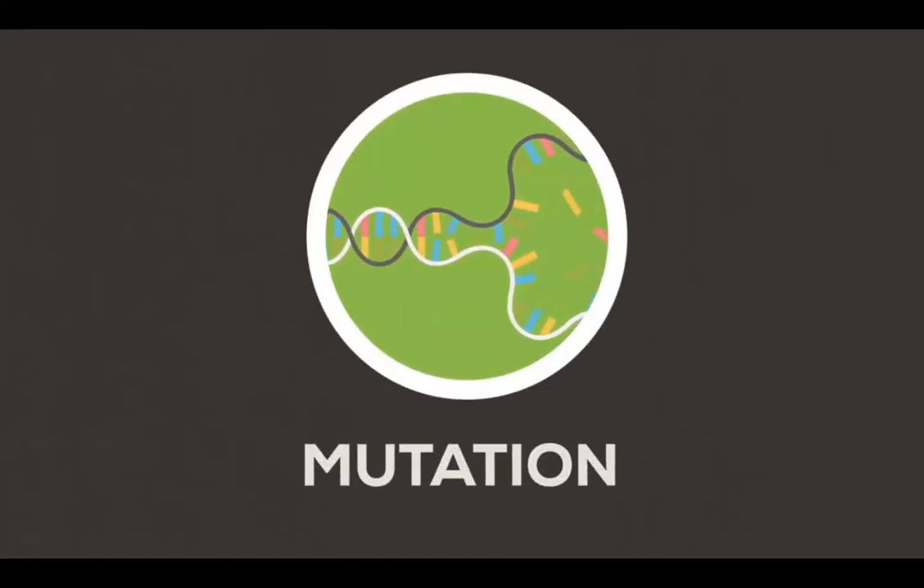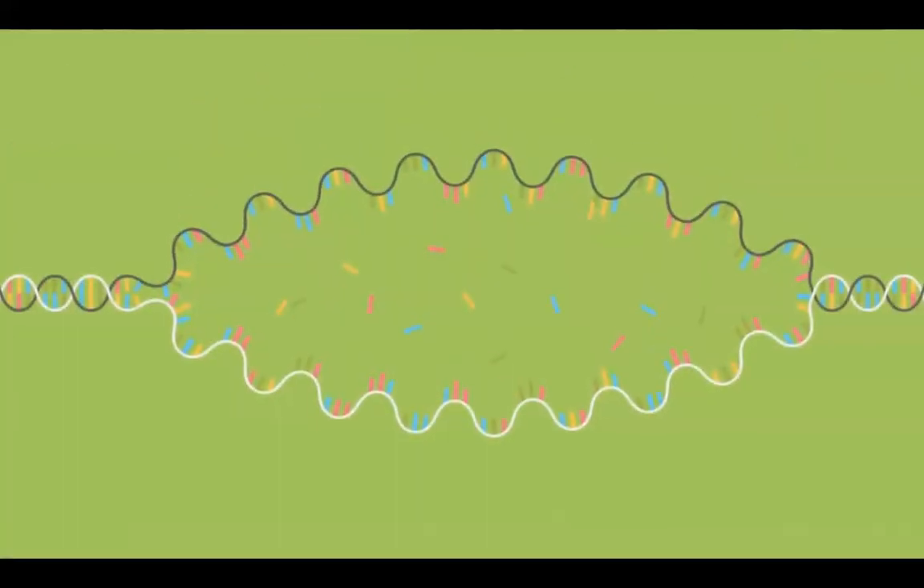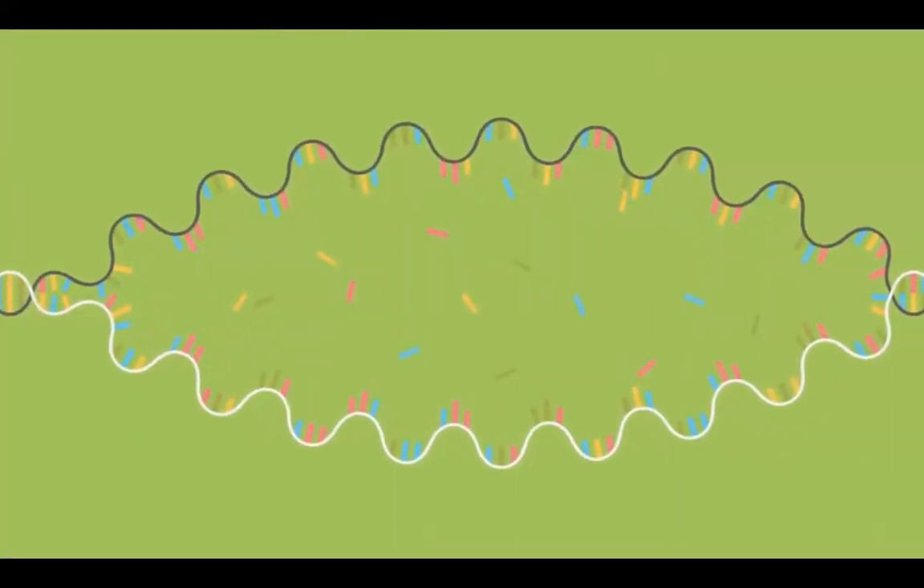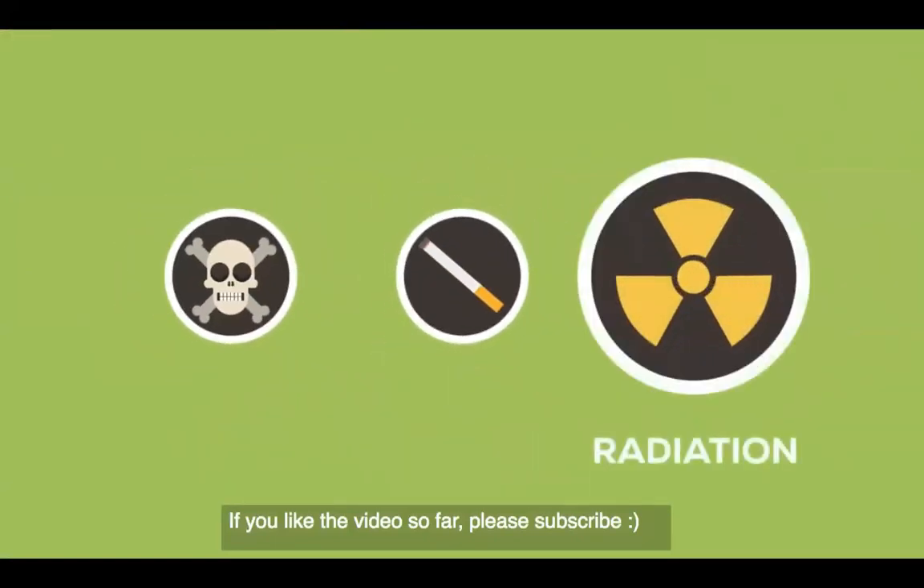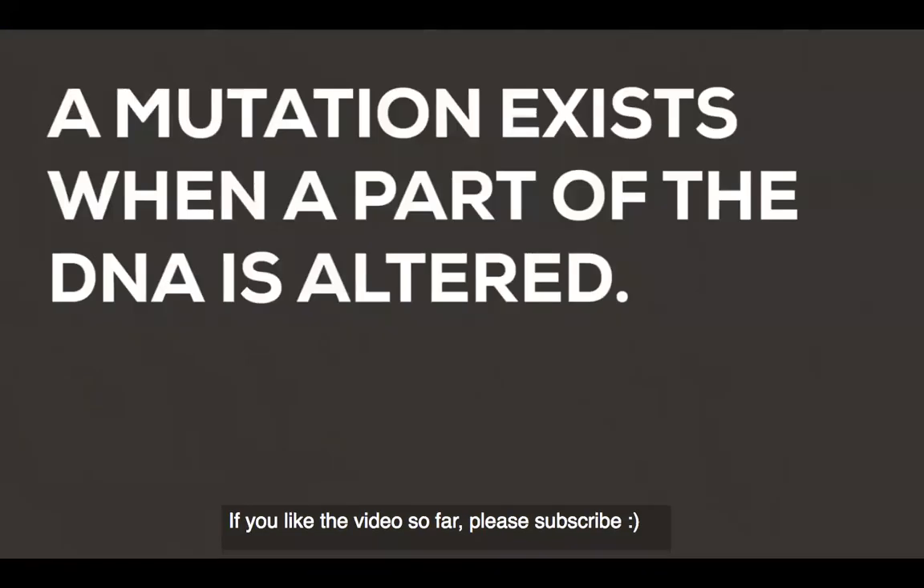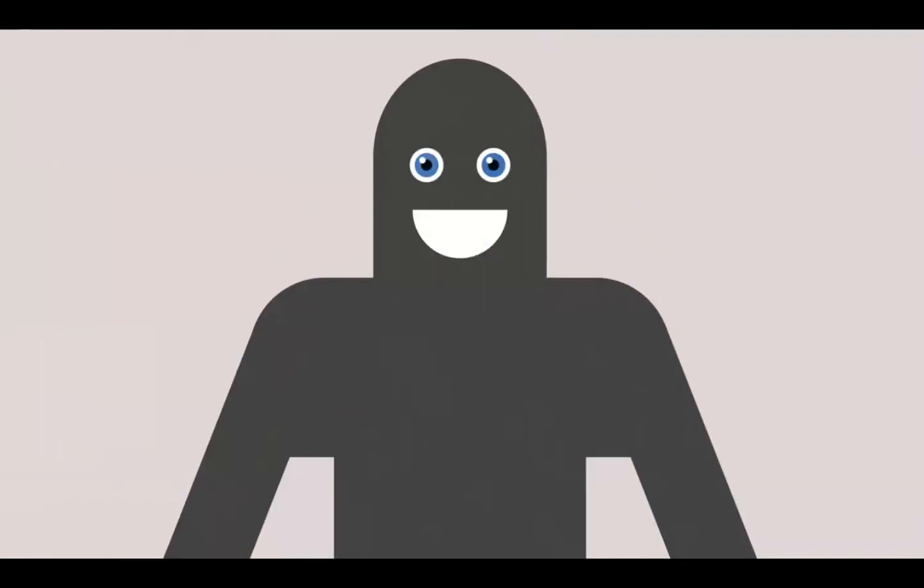But mutations are also important for evolution. Mutations are random changes in DNA. These can also be described as copying errors within the DNA, triggered by toxins or other chemical substances, or by radiation. A mutation exists when a part of the DNA is altered. These changes are often negative and may result in illnesses such as cancer. However, they may also have neutral or positive effects, such as the blue eye color in humans, which is one such random mutation.